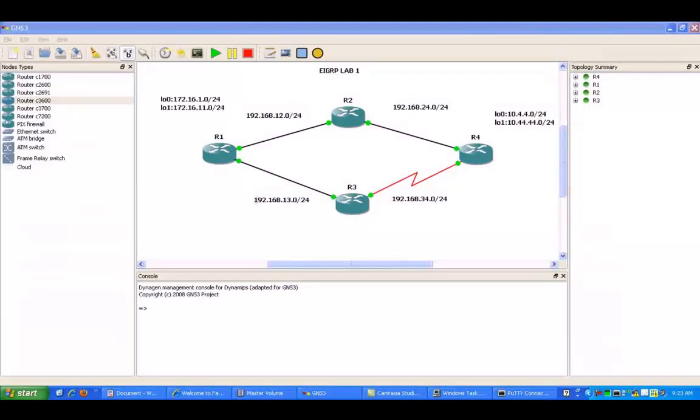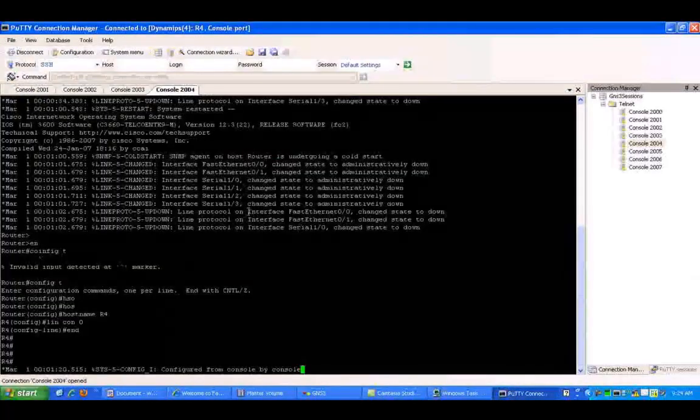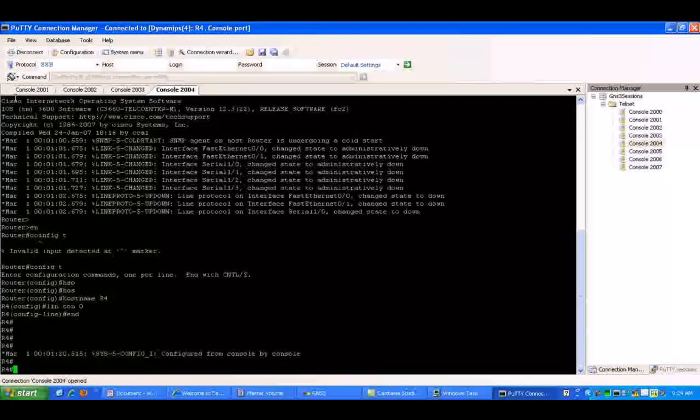What I'm going to be showing you here in this lab is the EIGRP basics. We're going to look at the EIGRP metrics. We're going to look at EIGRP K values. We are also going to be looking at EIGRP authentication as well. So what we have for you is all the routers are already configured and running.